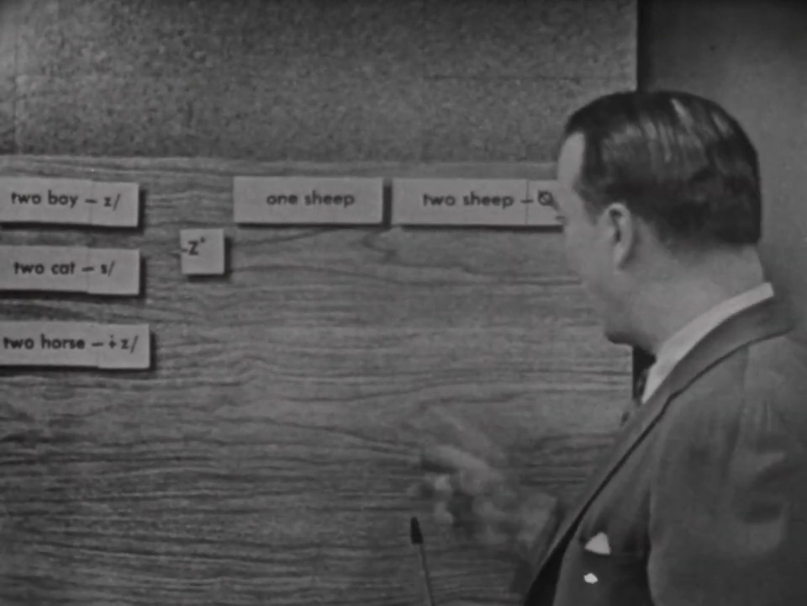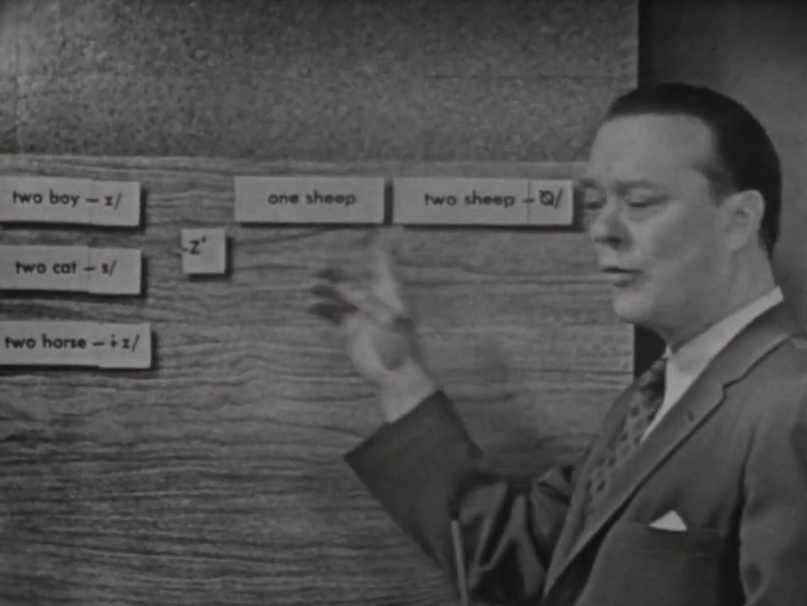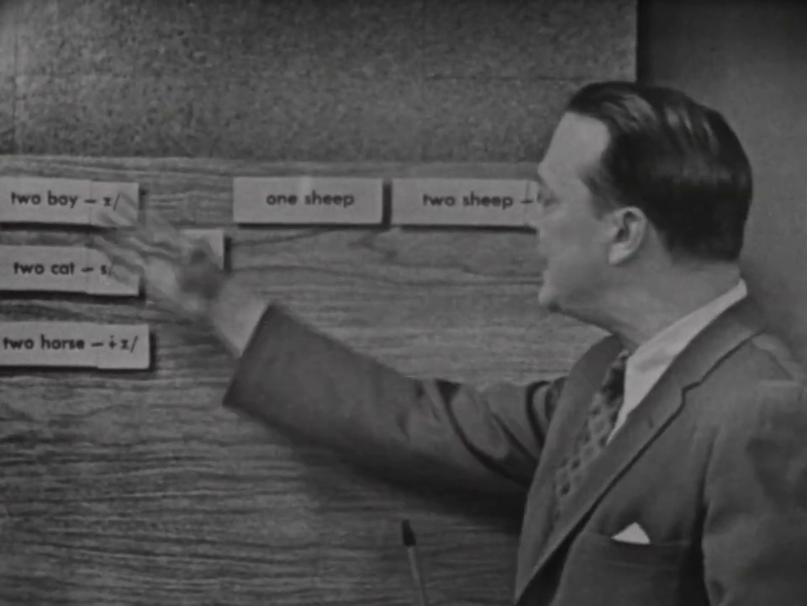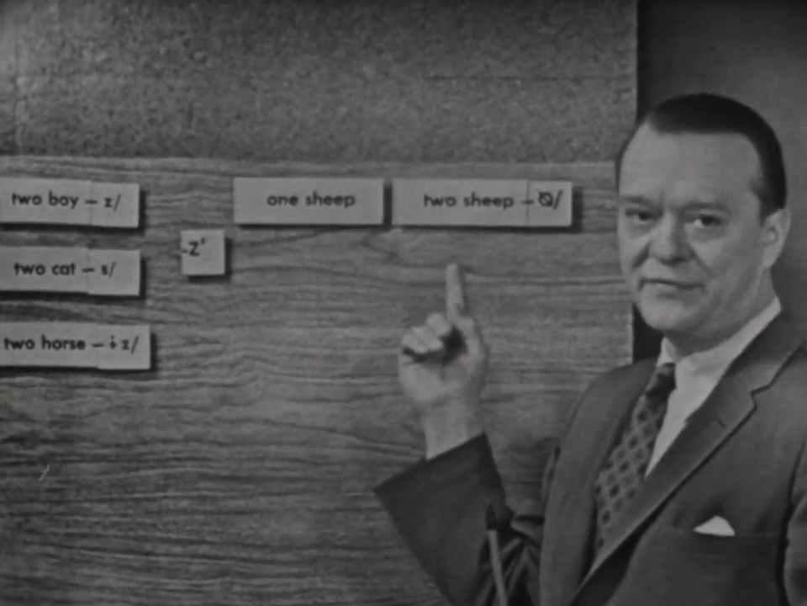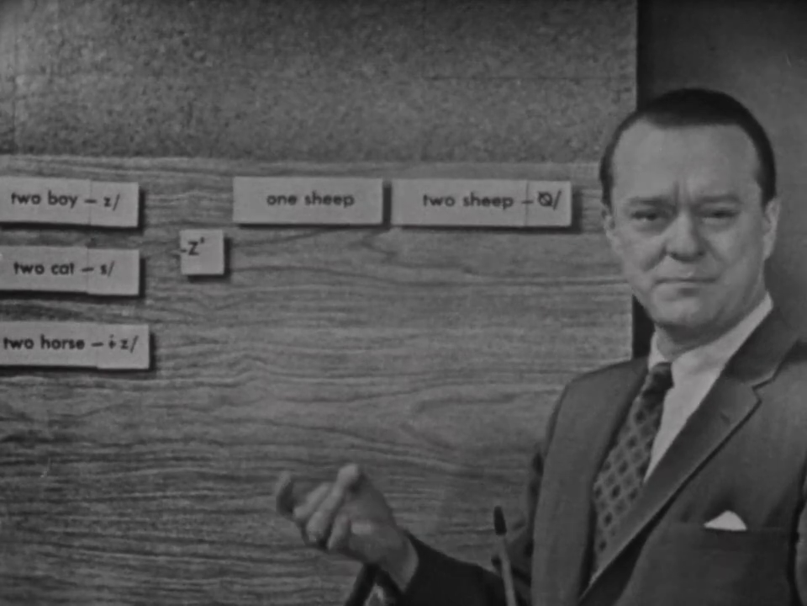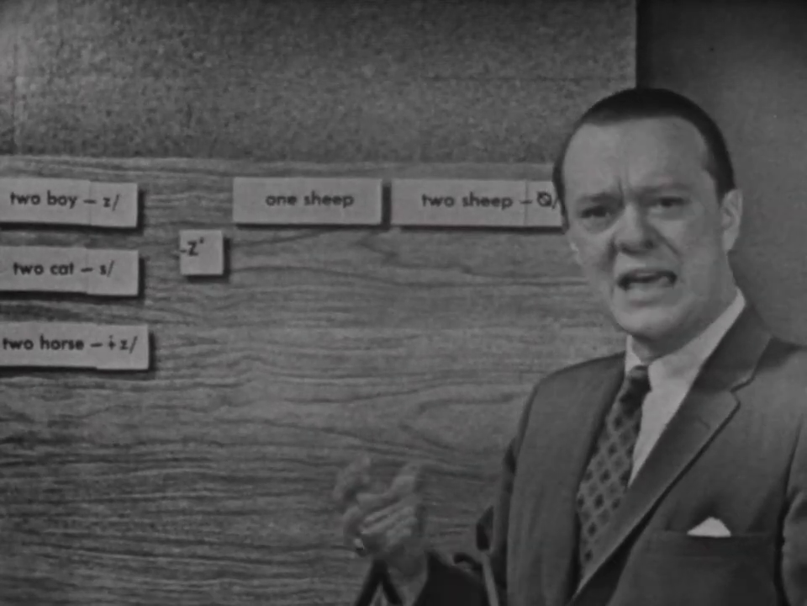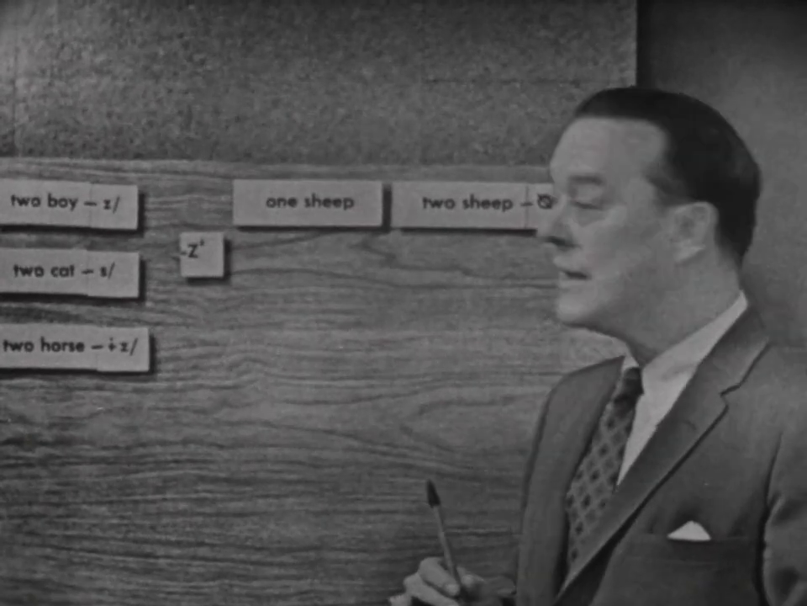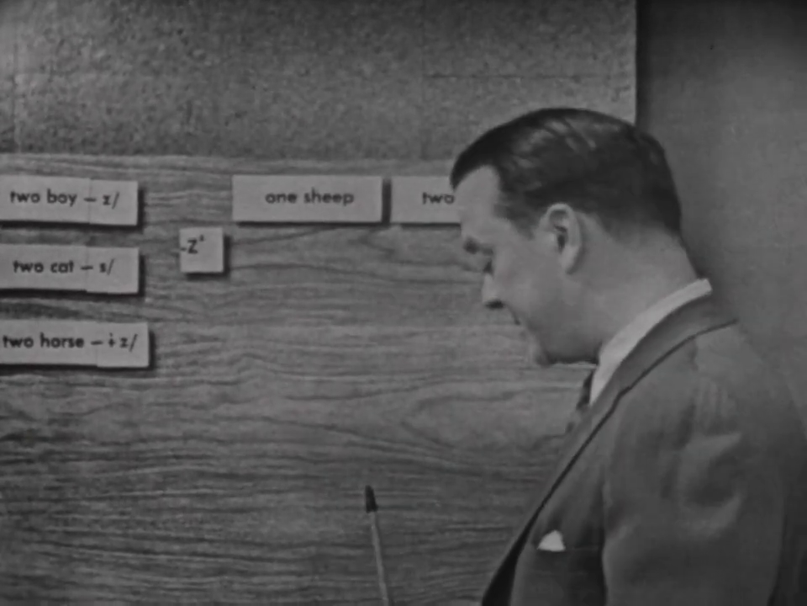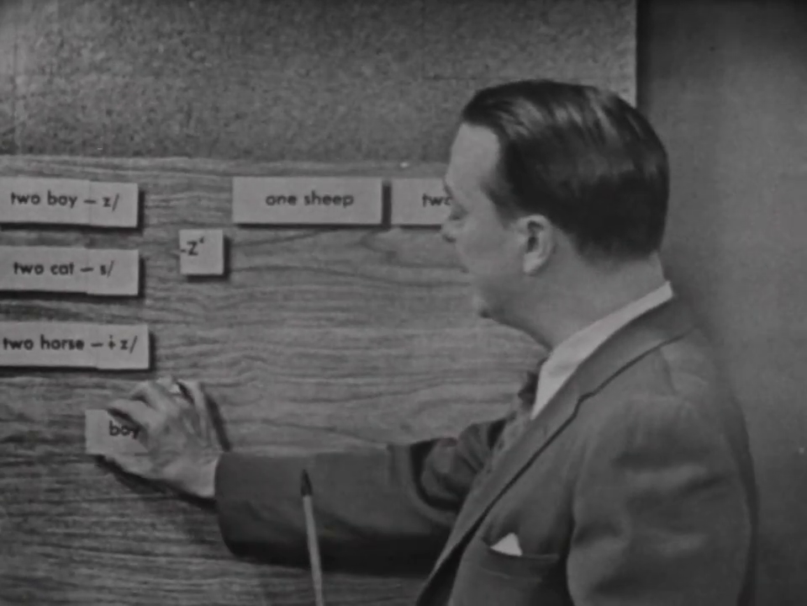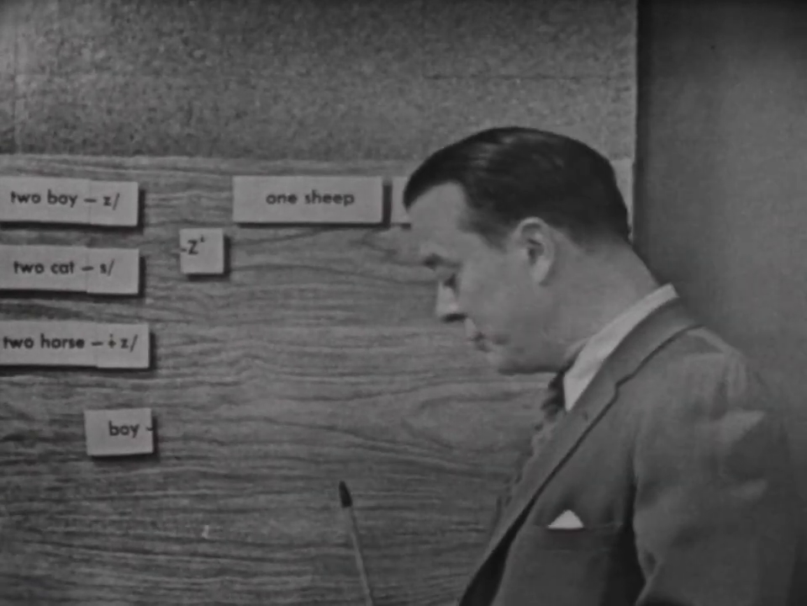Now, another thing about this particular kind of formation. What we've been looking at up to now have been bases plus suffixes. These particular things that tell us plural, that tell us past participle, that tell us possession, these are what we call grammatical suffixes. Now I'm going to show you that there are other kinds of morphemes that can be added to a base. For instance, let's take the base boy. Perfectly good base.